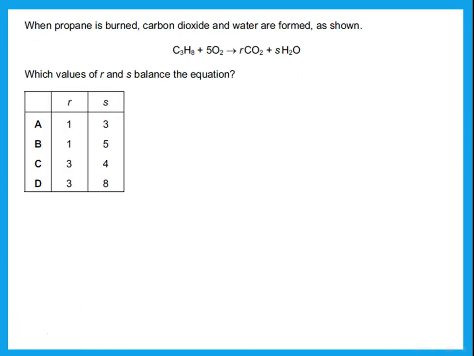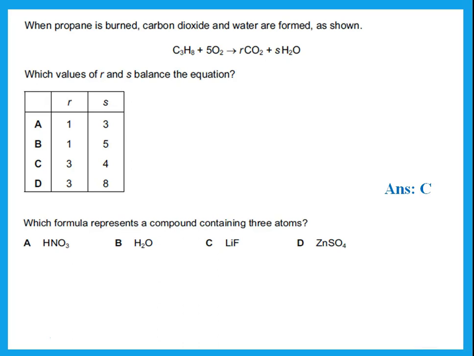Okay, the next question says, when propane is burned, carbon dioxide and water are formed as shown. Which values of R and S balance the equation? Okay, so before the arrow, how many carbons do I have? I have 3. After the arrow, I should also have 3, so R has to be 3. So my answer is C or D. Now, before the arrow, how many hydrogens? 8. After the arrow, I need 2 times something to give me 8, and that means that S has to be 4.